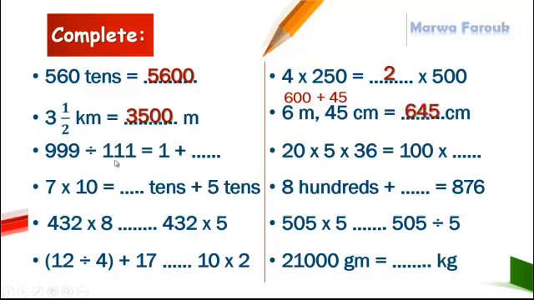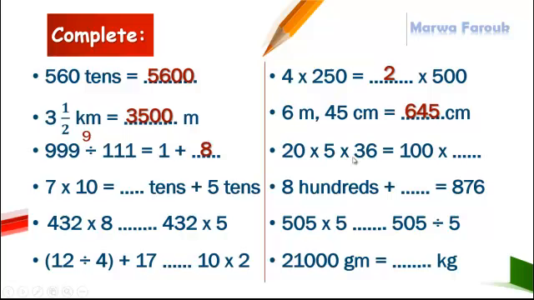Next one again two sides. This side first because it has no missing number, 999 divided by 111. This number is more than one digit, so I'm going to choose only the biggest digit here. 9 divided by 1 equal 9. Now 9 equal 1 plus what? 1 plus 8. So the missing number here is 8.